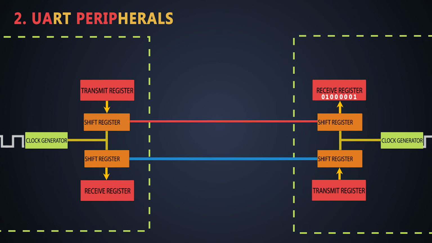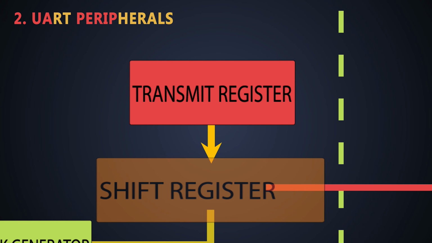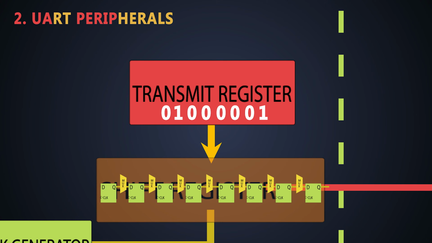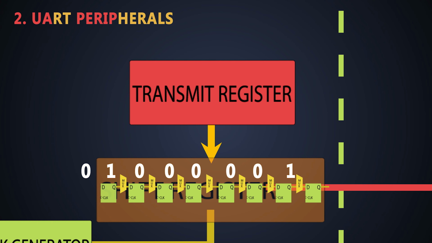Let's look at this shift register. As we were trying to send the character A in the earlier example, we'll do the same here as well. So we'll load the binary data into the transmit register and send the whole data packet to the shift register. And data will be loaded in the shift register like D0, D1, D2 and so on.